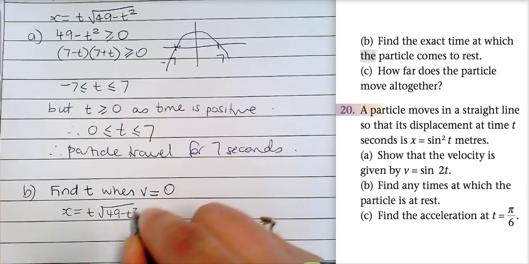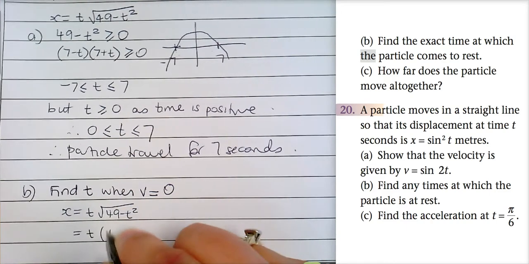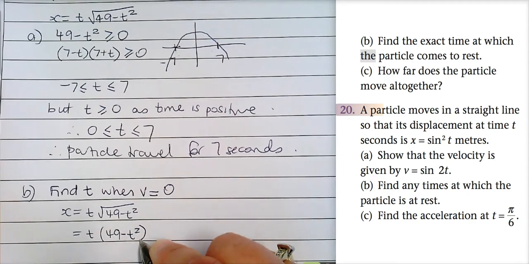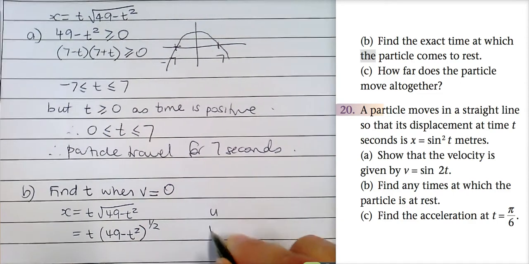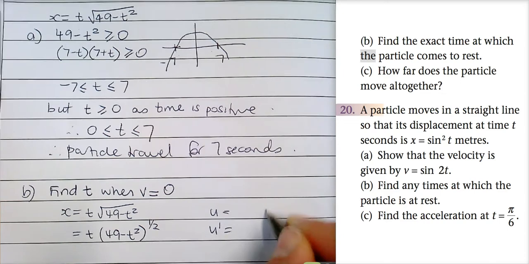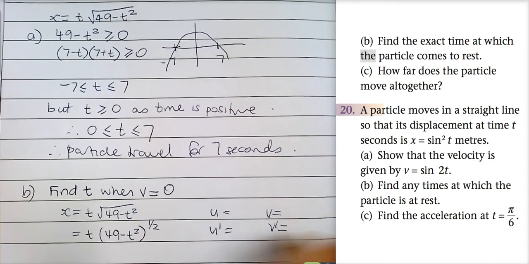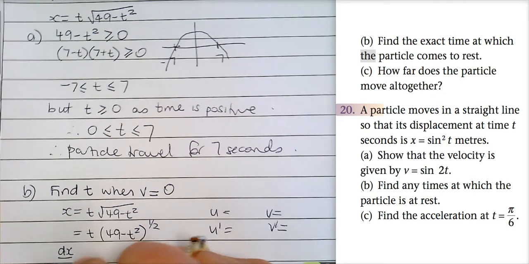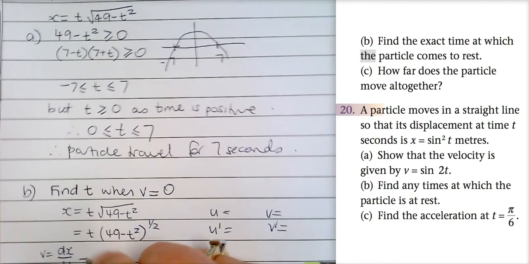What are you going to do with that? t times 49 minus t squared to the half. You're going to do your u dash, your v and your v dash, dx dt, which happens to be v. All right, I'll pause. You keep going.